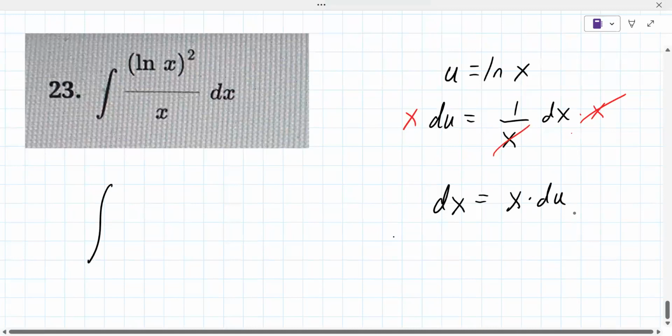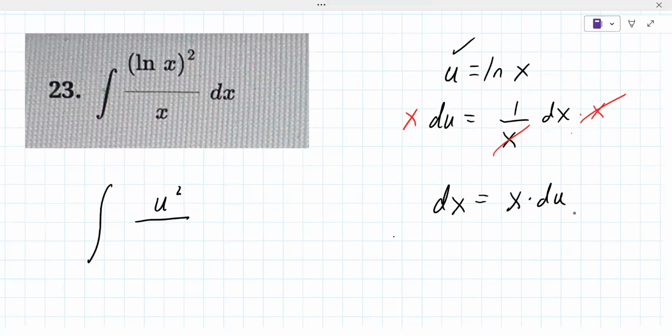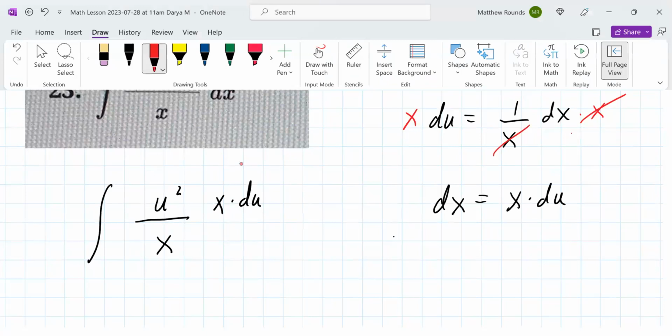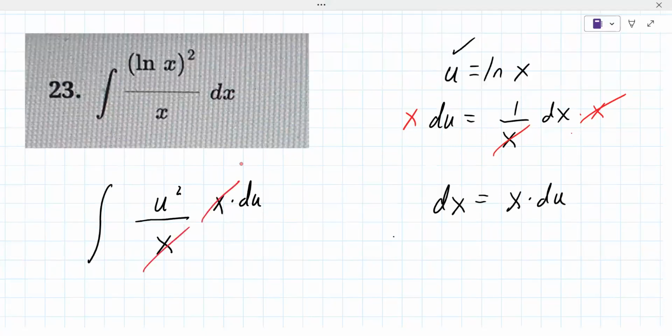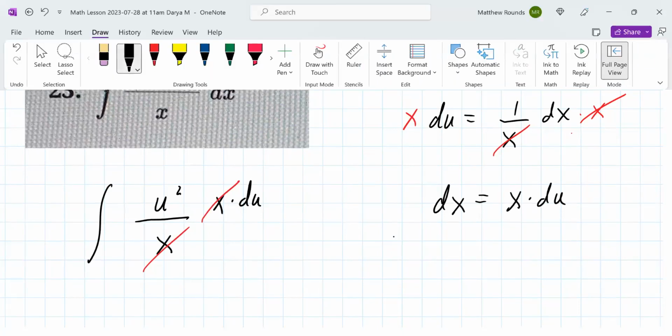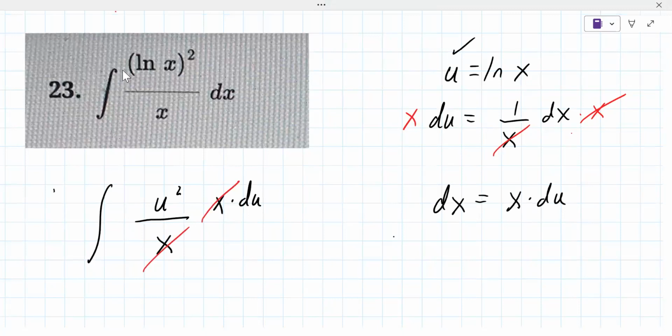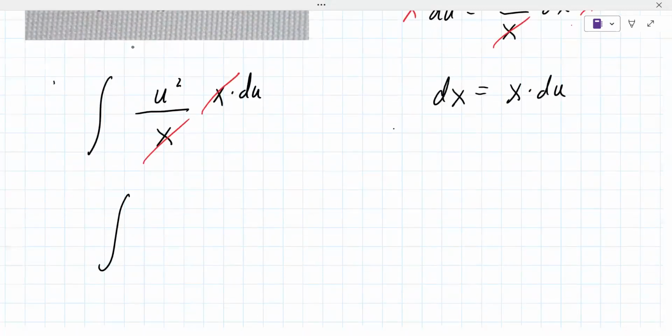But just like before, you always substitute in for u, meaning whatever the u was. So it's u squared over x. And this time it's x times du. But notice it's the same net result. The x's cancel. So your u is not always the bottom. Sometimes it is. So this becomes the integral of u squared du. And now it's just power rule.